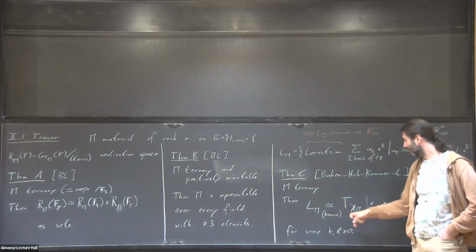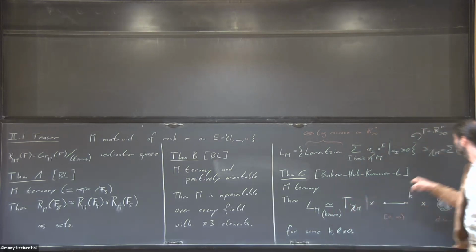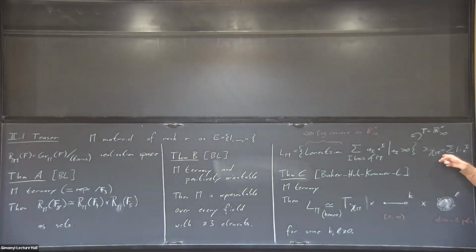This is homeomorphic to taking the orbit of the generating function times a half open interval to some power k, times a disk with 3 points removed to some power L. That's the statement, right? Okay, so this is kind of the teaser for this talk, and in a sense, I want to explain the proofs to you at the end of this talk.